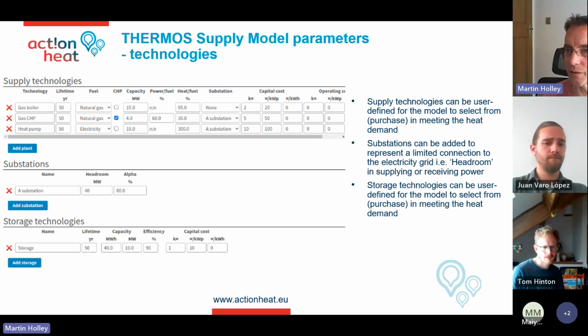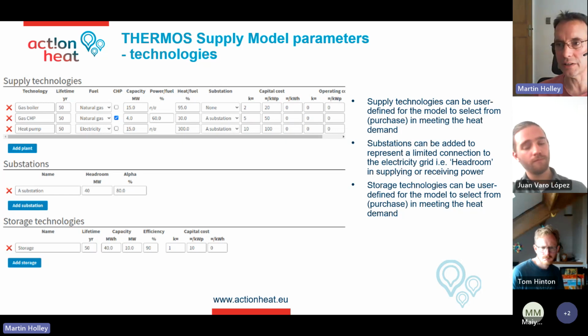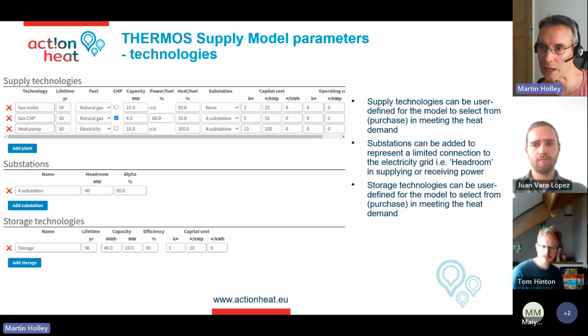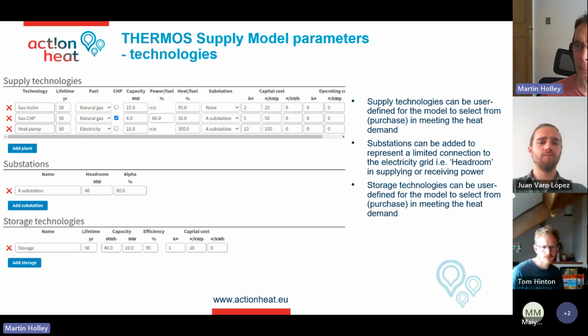There's also substations involved, as I mentioned. As you probably know, substations have a limitation in terms of what we call headroom, which is basically their capacity to supply electricity from the grid to the consumer, and also accept electricity going in the other way, the reverse direction. So that needs to be considered as well.